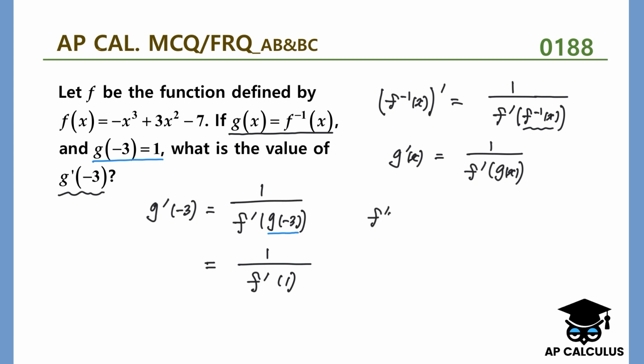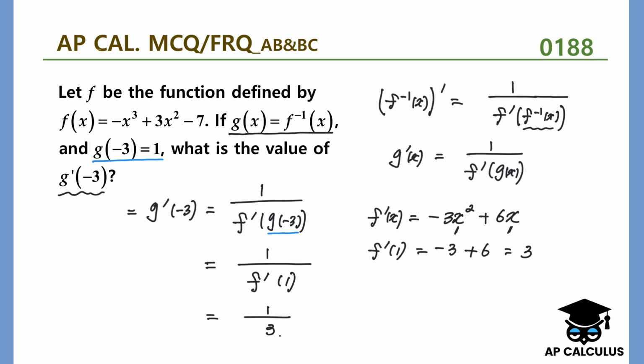What's f prime of x? Here f of x is given right here, so the derivative of the function is negative 3x squared plus 6x, right? So f prime of 1 is equal to negative 3, substituting 1 here, plus 6, which is equal to 3. So g prime of negative 3 is equal to 1 over 3. And remember, this is the derivative of the inverse of f, at x equal to negative 3.